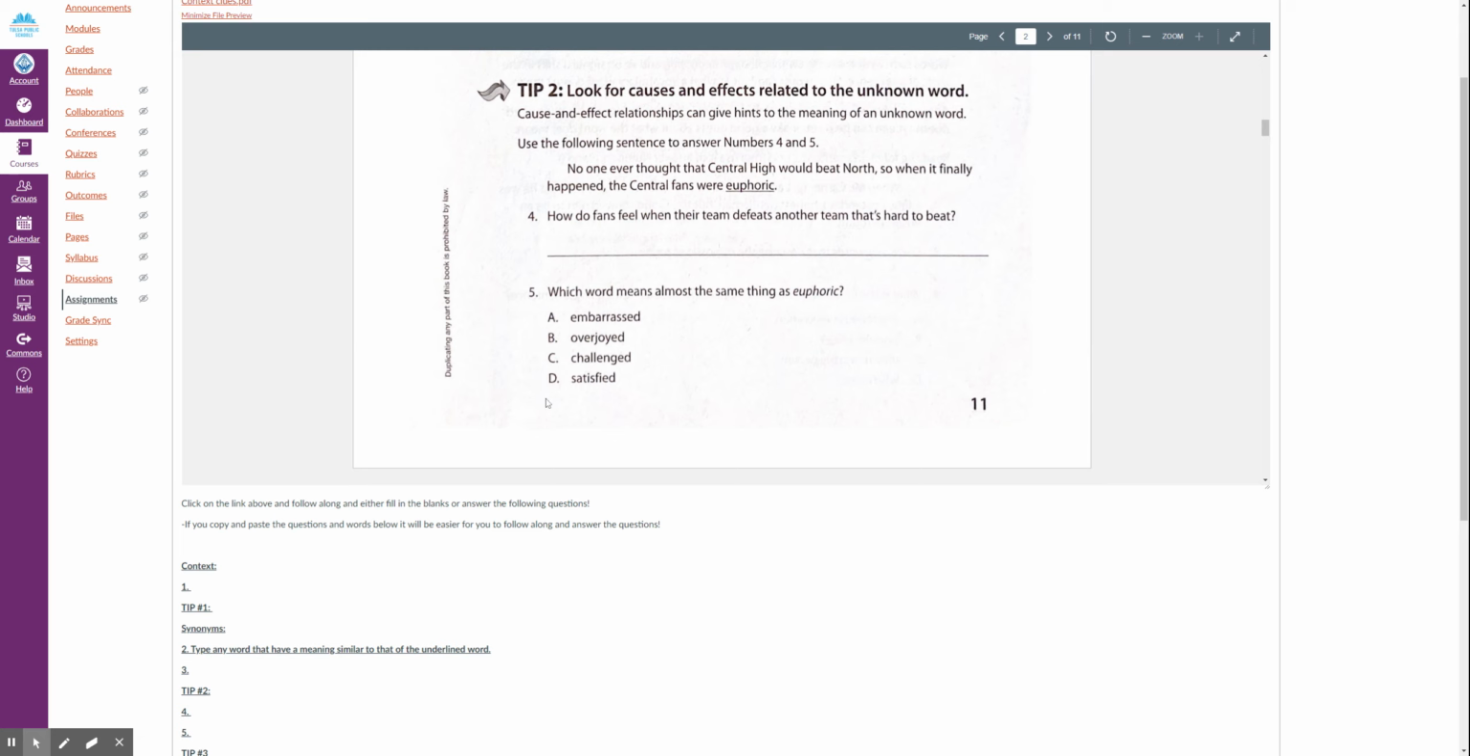Okay, A, B, C, or D. I'm actually not going to give you guys the answer for this one. I'm going to let you guys figure that out on your own. I want to give you the first couple so it gets you kind of going. But starting with number five, we're going to start doing it on our own. Which word means almost the same thing as euphoric?